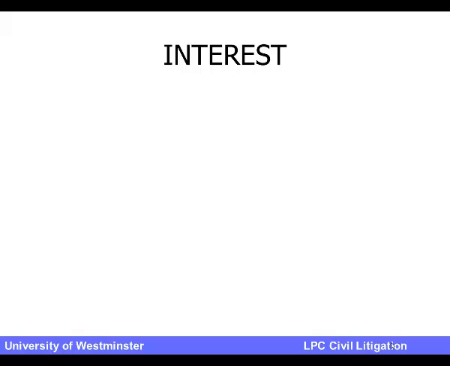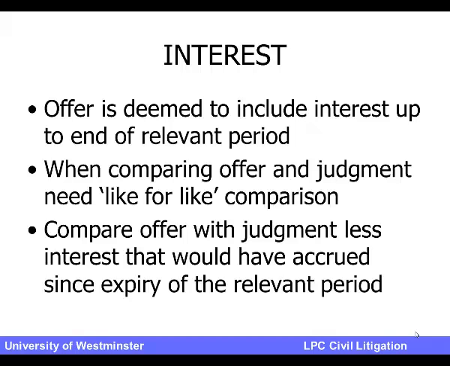So what you do is you compare the offer with the judgment less interest that would have accrued on the judgment since the expiry of the relevant period. As I say, in that final bullet point, you compare the offer with the judgment less interest that would have accrued since the expiry of the relevant period. So we've got to knock a bit of money off the judgment, but how much will depend on what period has elapsed since the expiry of the relevant period.